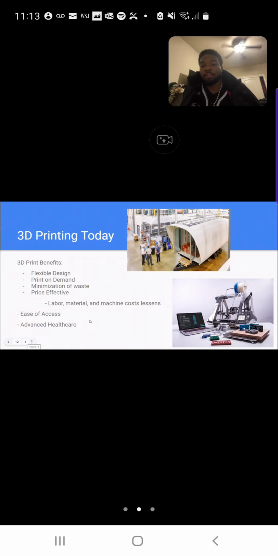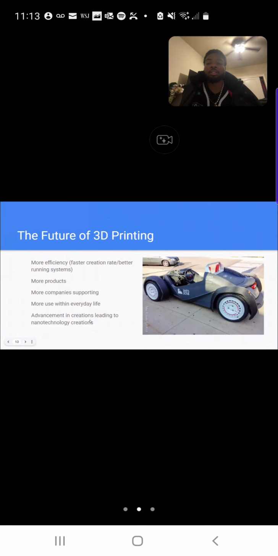And then price effective labor. You don't have to do anything with the labor because once you start the machine, it can continue the process by itself. And then advanced healthcare, because you are seeing a lot of printed organs with it. And then we have the future of 3D printing.